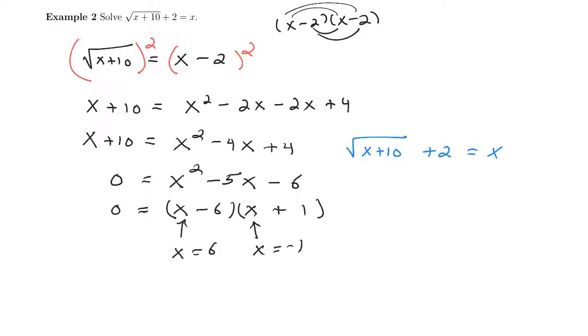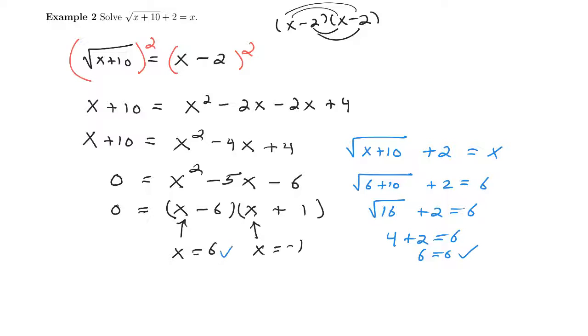But we gotta be careful. I mean, maybe neither of these are solutions, or maybe they both are solutions. Our way is to just kind of plug it in and check to see what happens. So let's see. I'll try 6. I get the square root of 6 plus 10, then I have plus 2 is equal to 6. That's the square root of 16 plus 2 is equal to 6. Right, 4 plus 2 is 6.